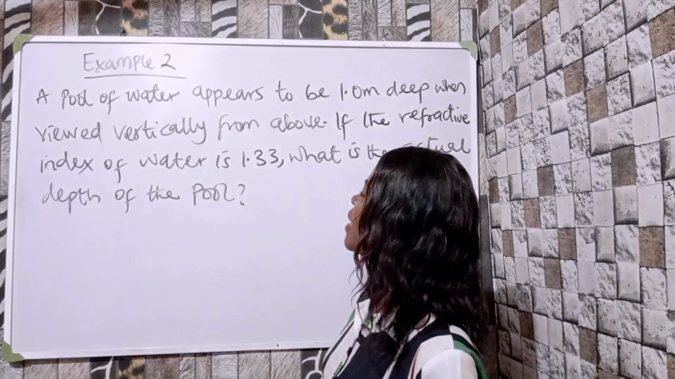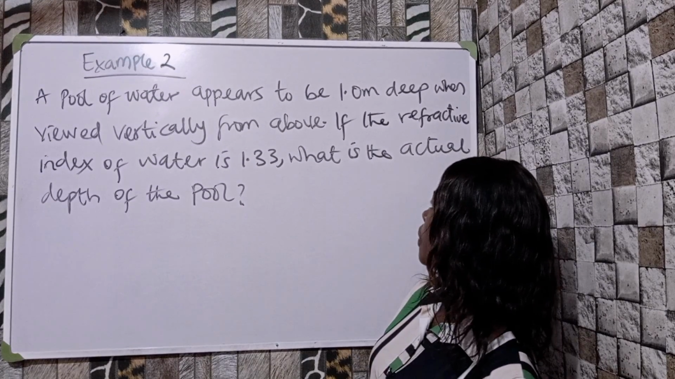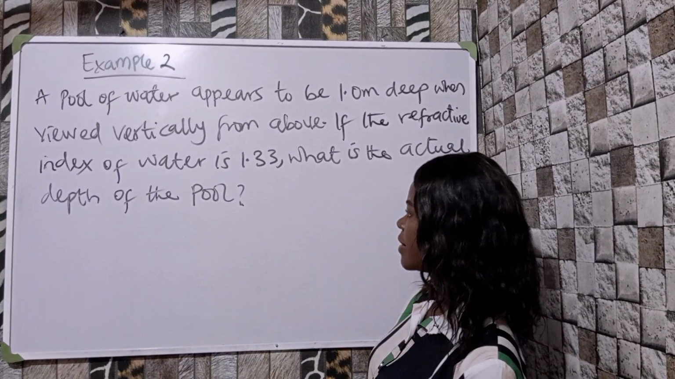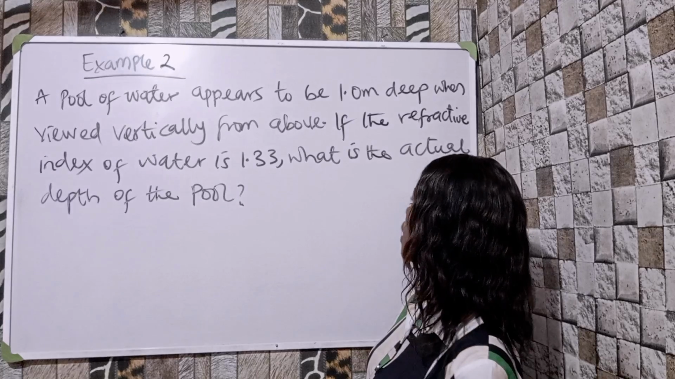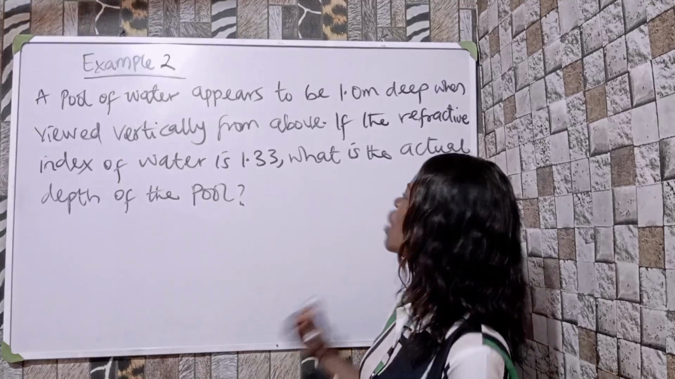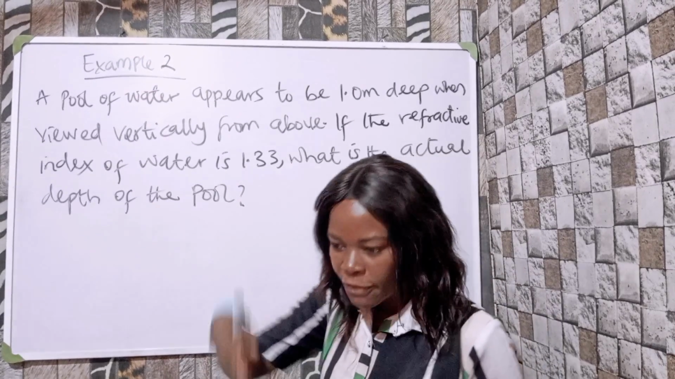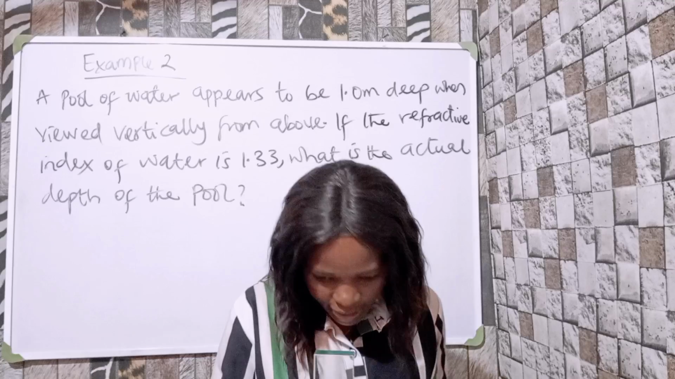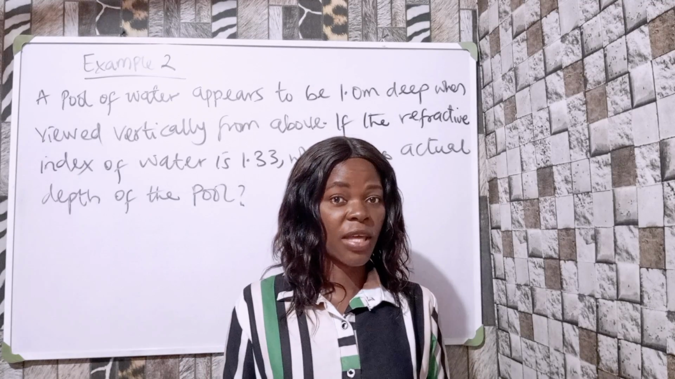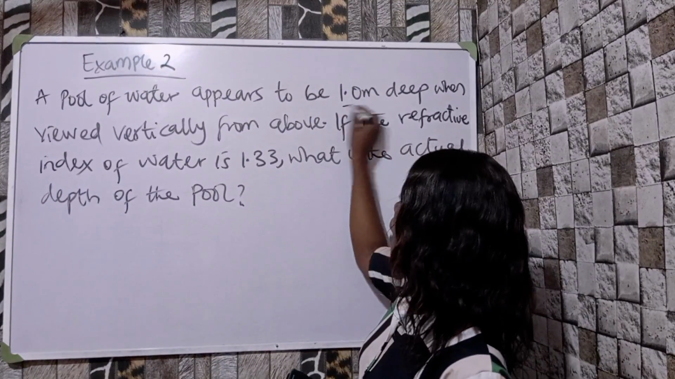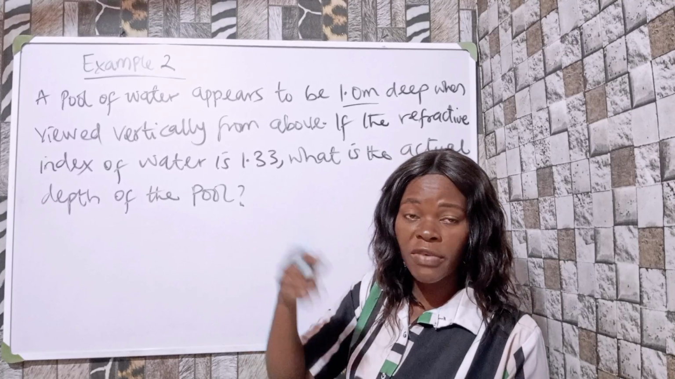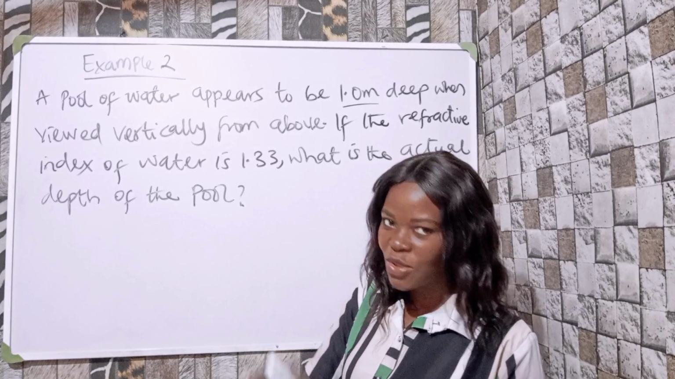Let's check this out. A pool of water appears to be 1.0 meter deep when viewed vertically from above. If the refractive index of water is 1.33, what is the actual depth of the pool? There's something you must note. If they say when viewed from above, anytime you are viewing, you're looking through to see what is under, is your apparent depth. It's no longer your real depth, okay. So this 1.0 happens to be my apparent depth. Anytime you're looking through to see what is under from above, it is said to be apparent depth. So don't forget it.